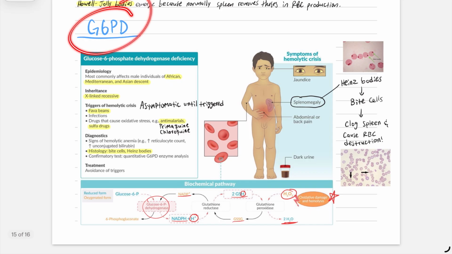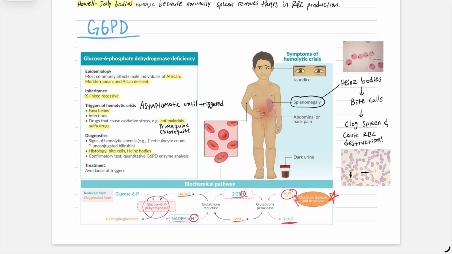So G6PD deficiency, this is the name for it. It is most commonly affecting Africans, Mediterraneans, and people of Asian descent. And these are real quick the symptoms that you would expect to see: jaundice, splenomegaly, abdominal or back pain, dark urine, and it's an X-linked recessive inheritance. But it is asymptomatic until triggered.